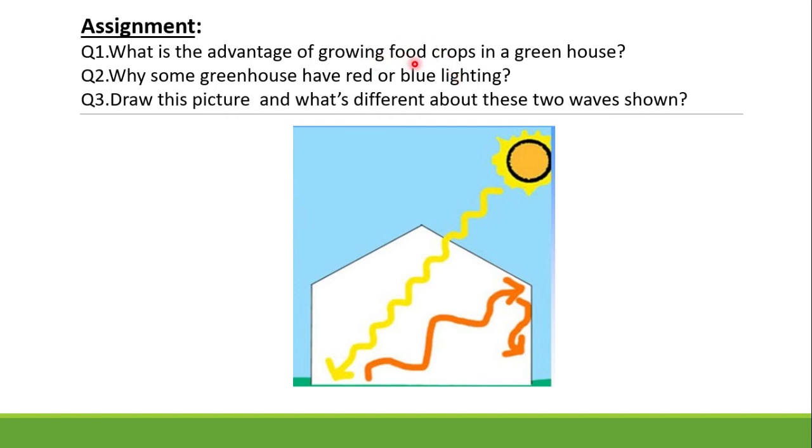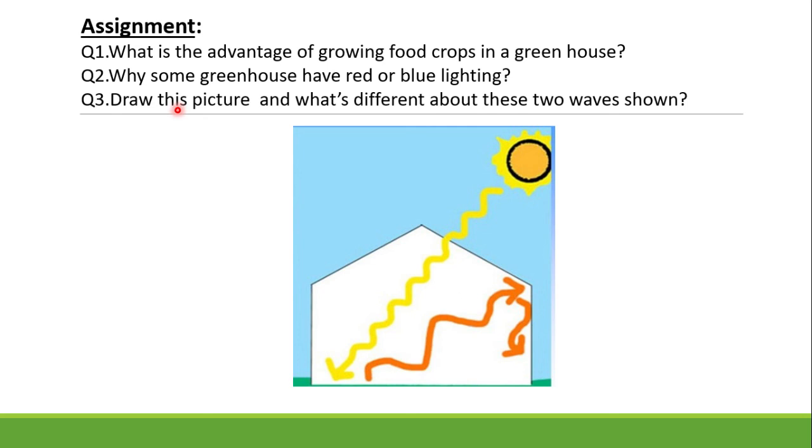Sunlight consists of how many colors? It consists of 7 colors. But the chlorophyll pigment only absorbs red and blue light. So these lights are used in the photosynthesis or food making process. That's why the greenhouse gives them the red and blue light.